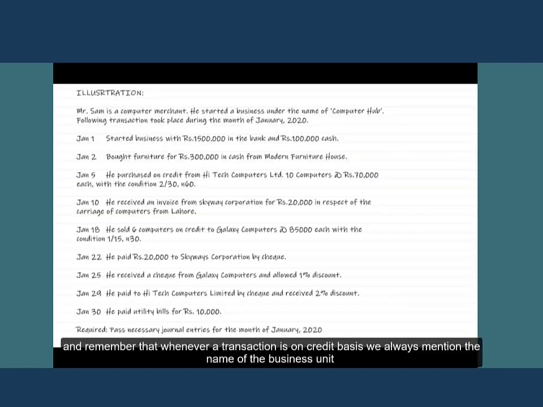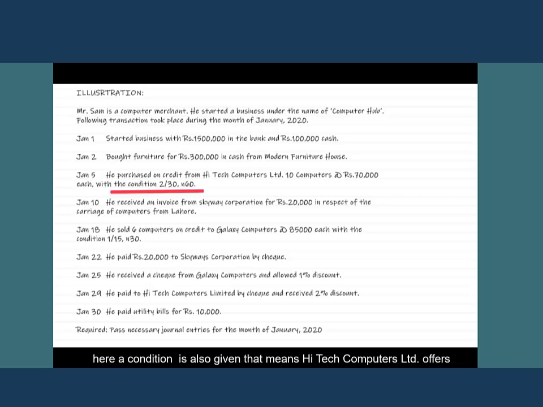And remember that whenever a transaction is on credit basis, we always mention the name of the business unit. Here a condition is also given, that means High-Tech Computers Limited offers 2% discount if Mr. Sam makes the payment within 30 days. Otherwise, full payment is to be made in 60 days time period.